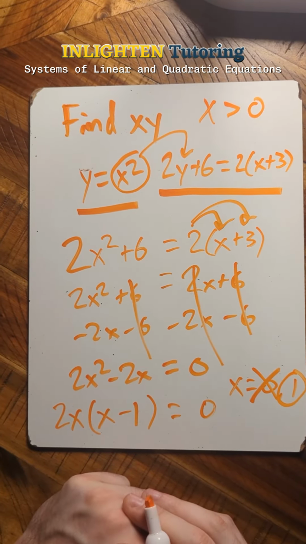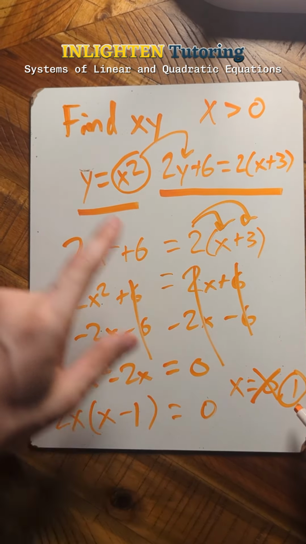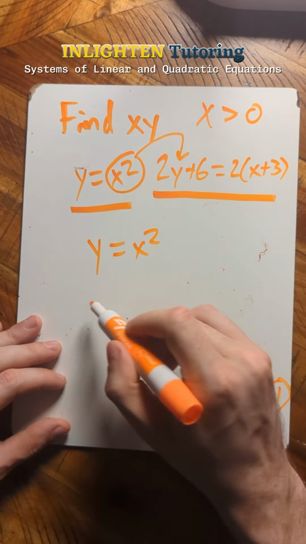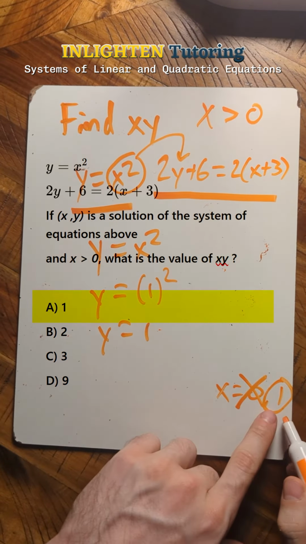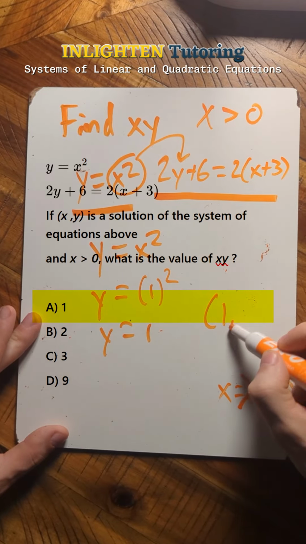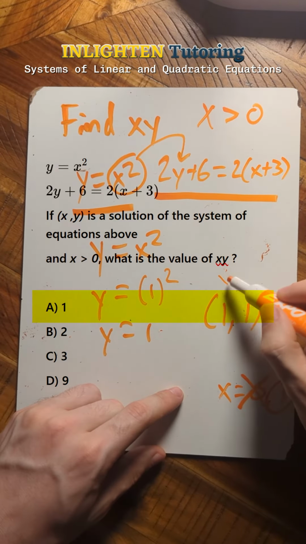X equals 1. I'm just going to take this 1 and plug it back into either equation. So if I plug in 1 for x here, so when x is 1, I get y is 1. That gives me x comma y. These are my two solutions, x and y.